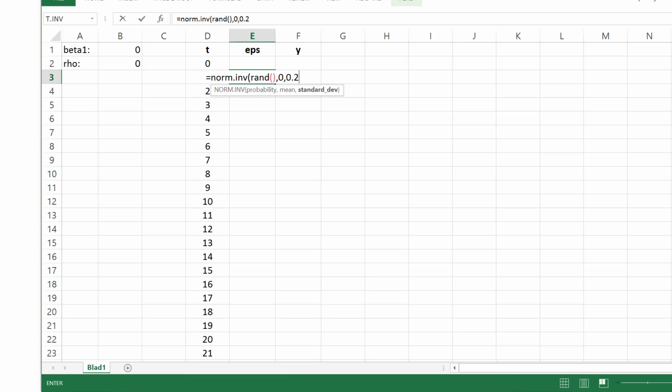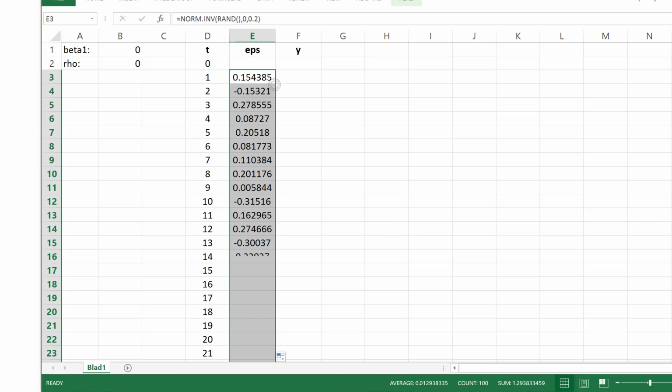The only important point is that if I pick 0.2 in row 3, I must pick 0.2 in all other rows. Otherwise the error terms will be heteroscedastic and then it's not white noise. Like this. If I copy this down, I will have homoscedastic error terms, and these are now white noise. They are in no way determined by the y variables. They have a constant expected value, there is no autocorrelation, and there is no heteroscedasticity.